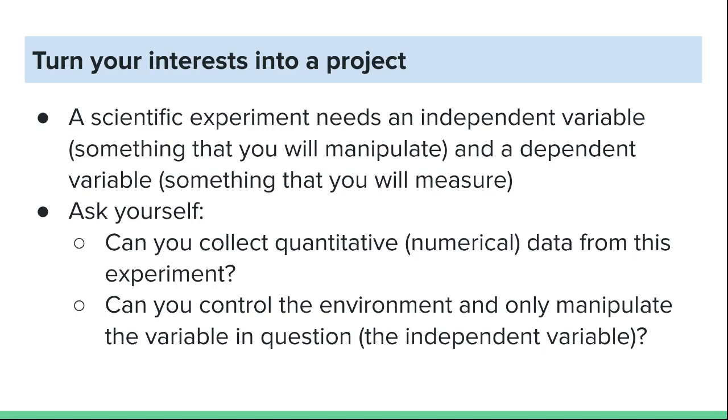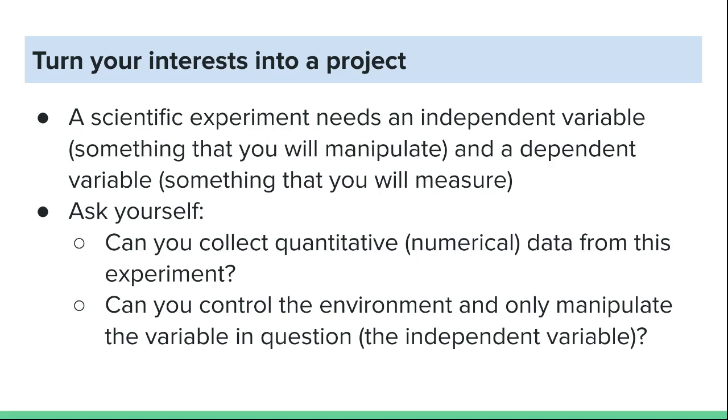The dependent variable is what you measure, the data that you're going to collect. For that scenario, the dependent variable would be the height of the plant, measured with a ruler in millimeters or centimeters, depending on the specific plant. You want to make sure that you can collect quantitative data. Quantitative data is numerical data. For example, mass, volume, temperature, height. All of those different measurements will give us number data.